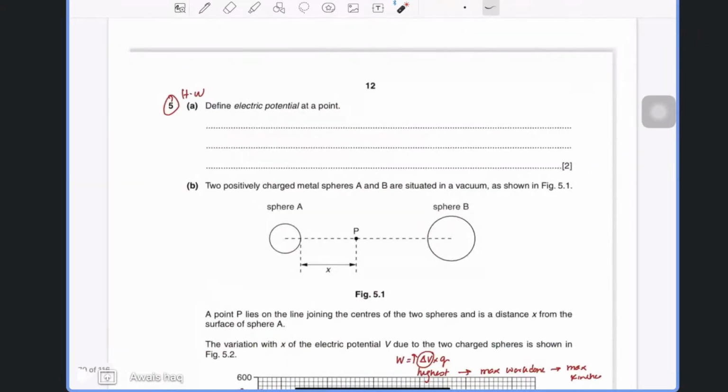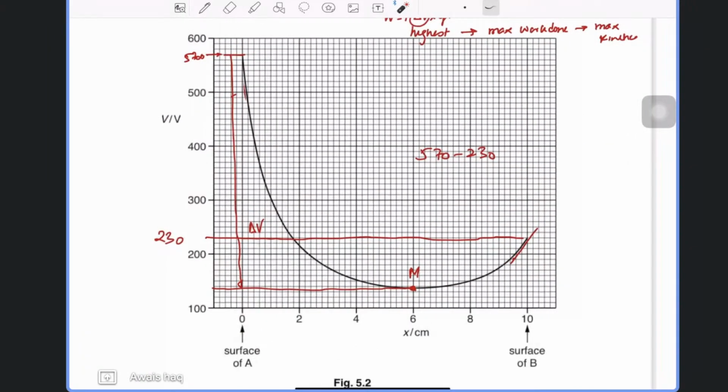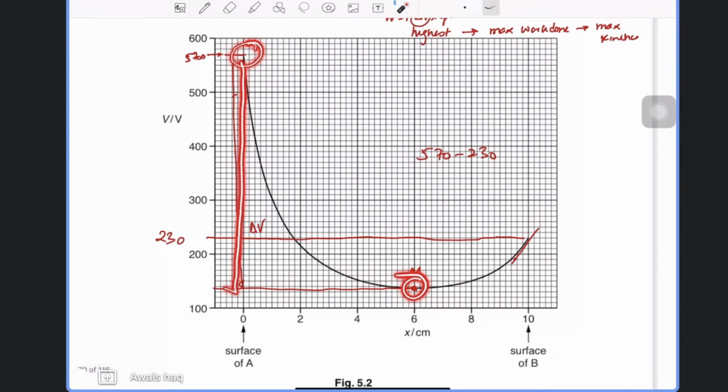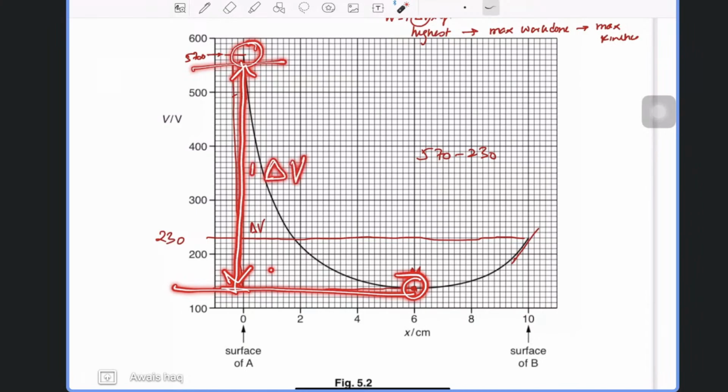If you look at the graph, where is the greatest change shown? From this point to this point. So the change will be like this. Is there any other point that shows a larger change? So if the greatest change in potential was here, this would have converted into kinetic energy. So at this point, it will have the maximum kinetic energy.